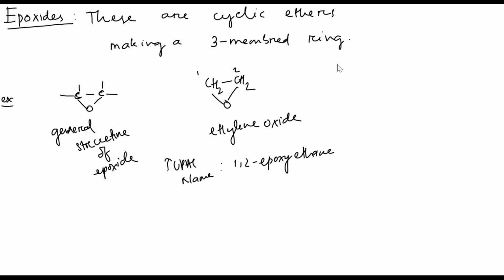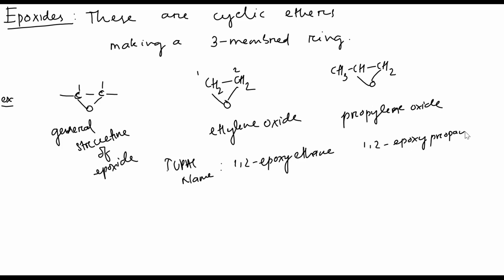And if we consider this CH3, CH, CH2, and then the epoxide ring, this is known as propylene oxide, and the IUPAC name is 1,2 epoxy propane. Propane due to three carbon atoms, 1, 2, 3, and the epoxy group is at the first and second carbon, so it is known as 1,2 epoxy propane. So this is one cyclic epoxide.